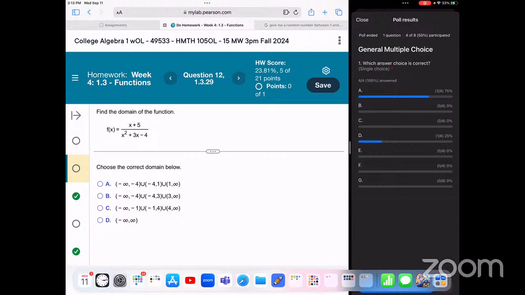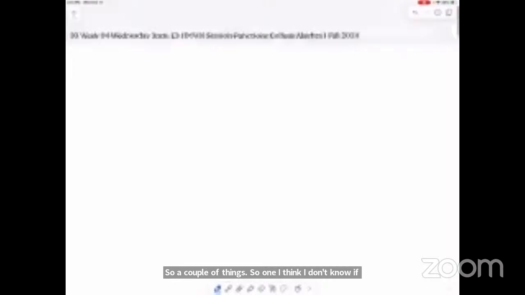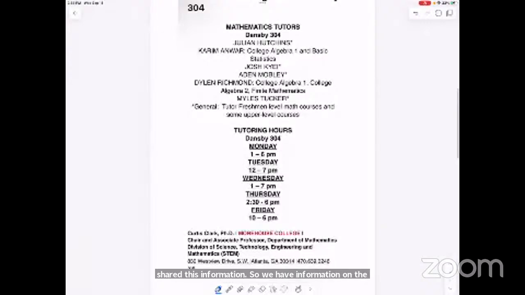So a couple of things. One, I don't know if this was the group, but I know at least one of my groups I shared this information. So we have information on the tutoring. I'm going to include this in today's notes, so it'll be there the same way you access notes from before. And I want to talk about this.